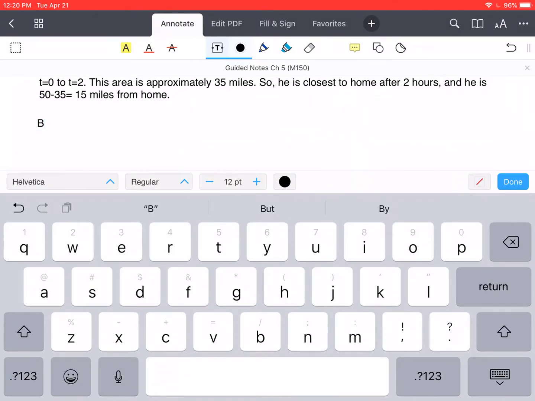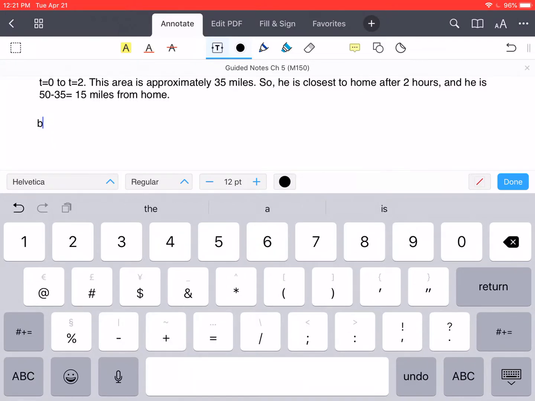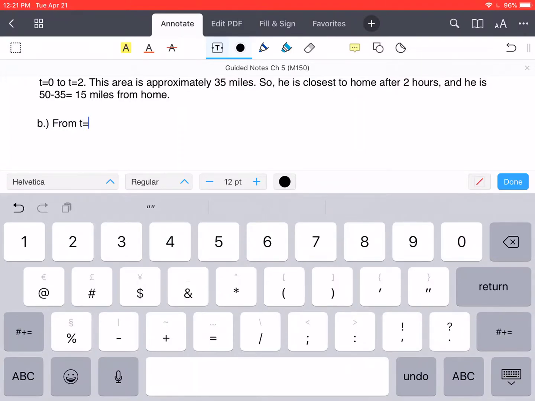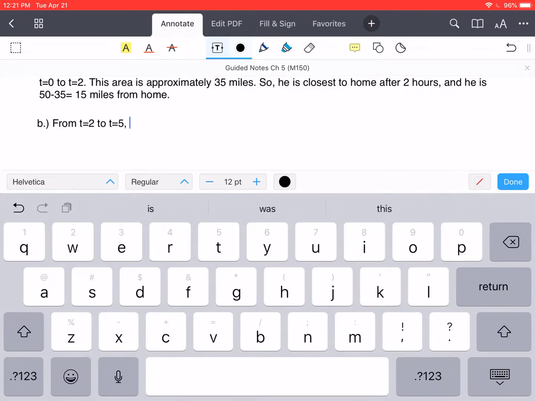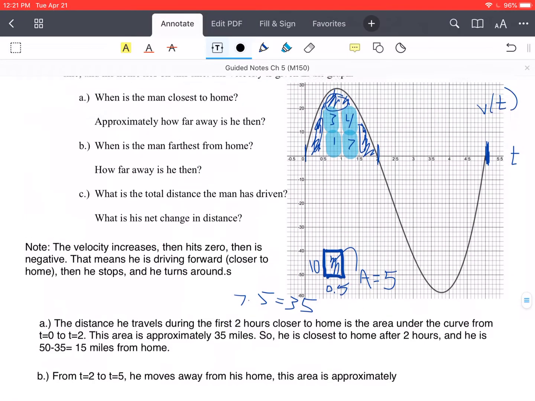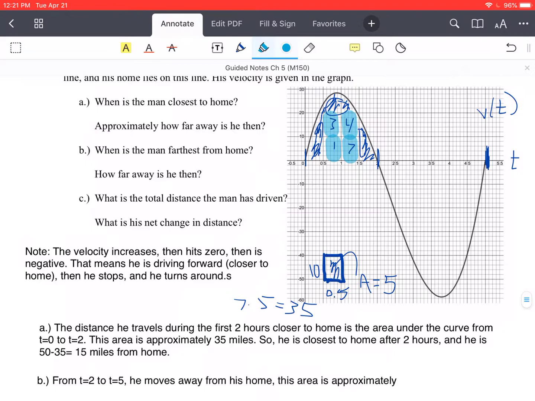So part B. Alright, so from t equals 2 to t equals 5, he moves away from his home. This area is approximately, let's take a look. Again, this one's a little bit bigger, so we've got some more work to do, but we can look at the boxes again.